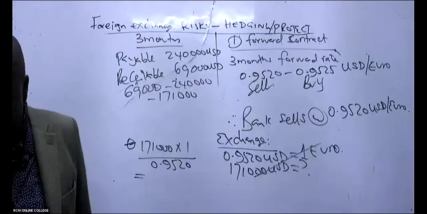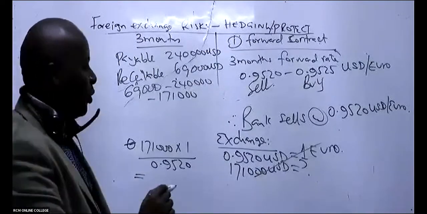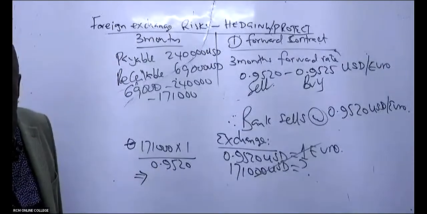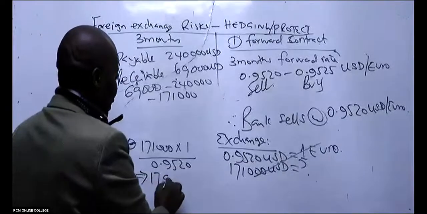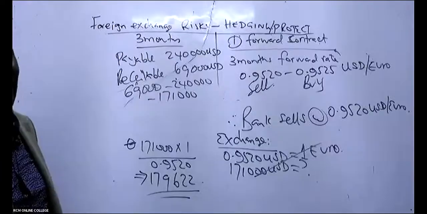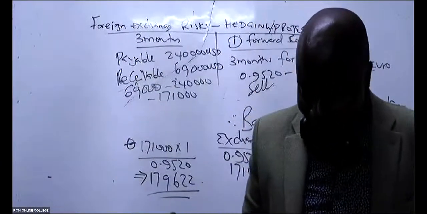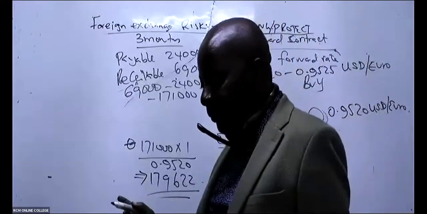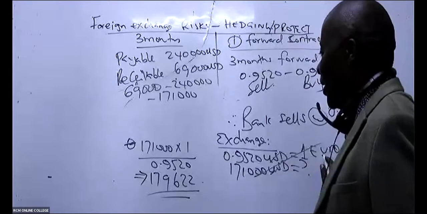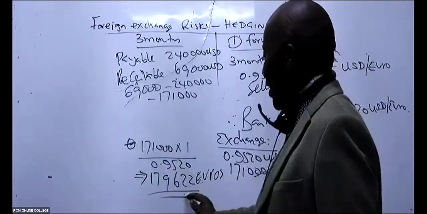179,622. So 179,622, are they cows? Like ninjas, they're writing 179 something, just like that. Remember, the dollar and dollar will cancel out, giving me euros, isn't it?